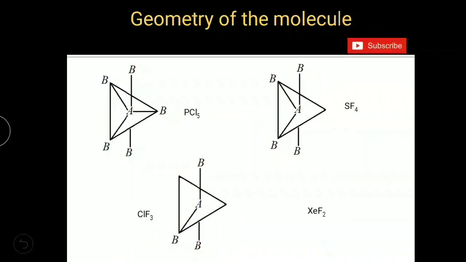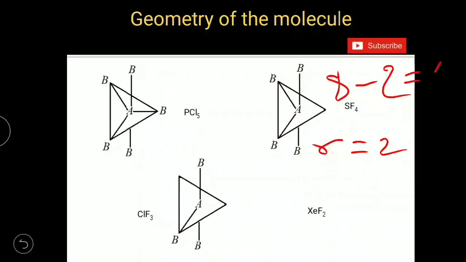Next, xenon difluoride, in which central atom xenon is bonded to 2 fluorines. So number of sigma bonds equal to 2. Valence electrons in xenon equal to 8. Out of 8, 2 are involved in bond formation with fluorine atoms. So remaining electrons 6. It means there are 3 lone pairs. 3 lone pairs and 2 sigma bonds. So steric number equal to 5.